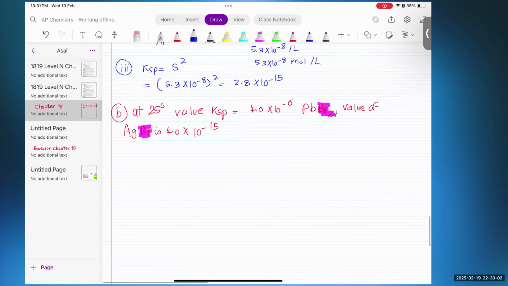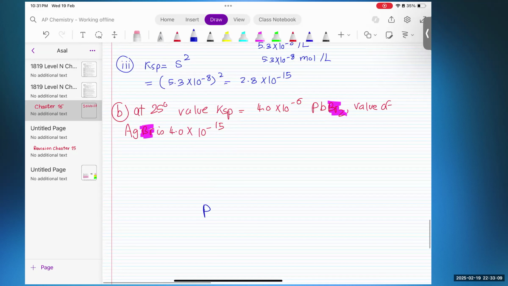If you want to know if the precipitate is formed or not, you have to see the equation of the precipitation. What is the equation? Lead nitrate will react with sodium bromide to form a precipitate of lead bromide and sodium nitrate.